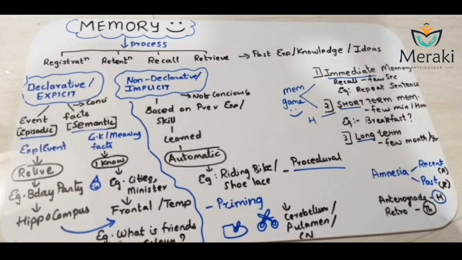Amnesia is where your memory is affected. It's a condition. So if your recent memory is affected, then it is called as anterograde amnesia, and that shows that there is some affection at the hippocampus. And if you have forgotten the past events, then that is called retrograde amnesia, which shows a thalamic lesion.